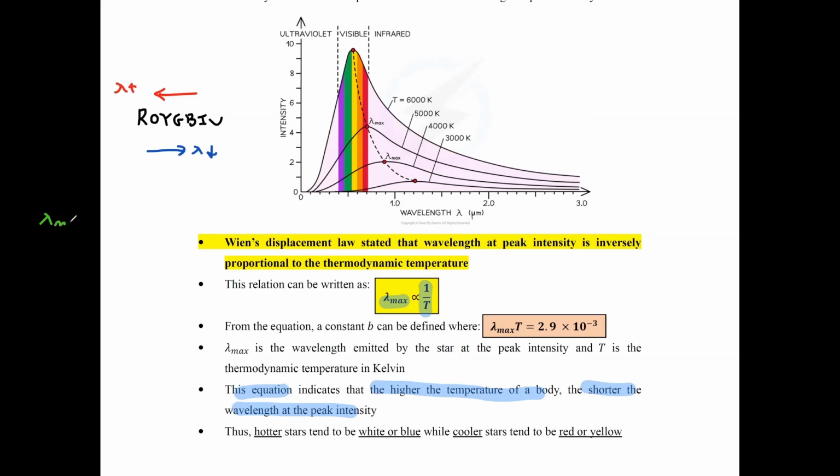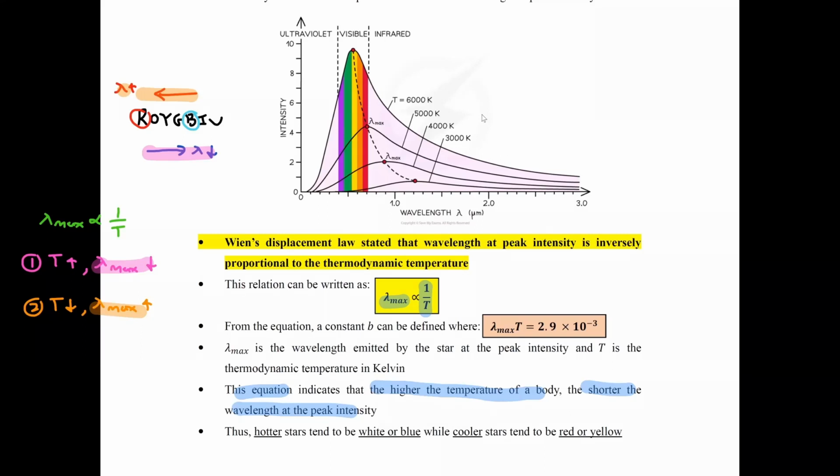We know that lambda max is inversely proportional to the temperature. If your temperature is high, your wavelength would be decreasing. This would mean that you're going towards the right side of the spectrum, you are actually going towards the bluish side of the spectrum itself. And then on the other hand, if your temperature is low, your wavelength is going to increase. So you're actually going towards the left side of the spectrum, you're going towards the reddish side of your spectrum.